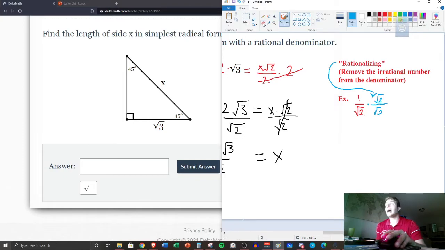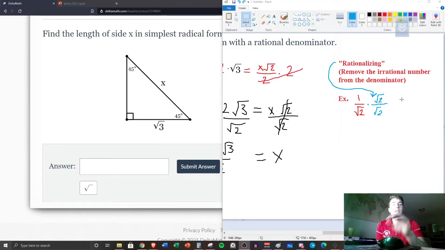Really, let's hide this for a second. What is square root 2 over square root 2? Well, it's just a 1, right? We're really just multiplying this red number by 1. That's all we're doing. We're not really changing anything. We're just manipulating its form.